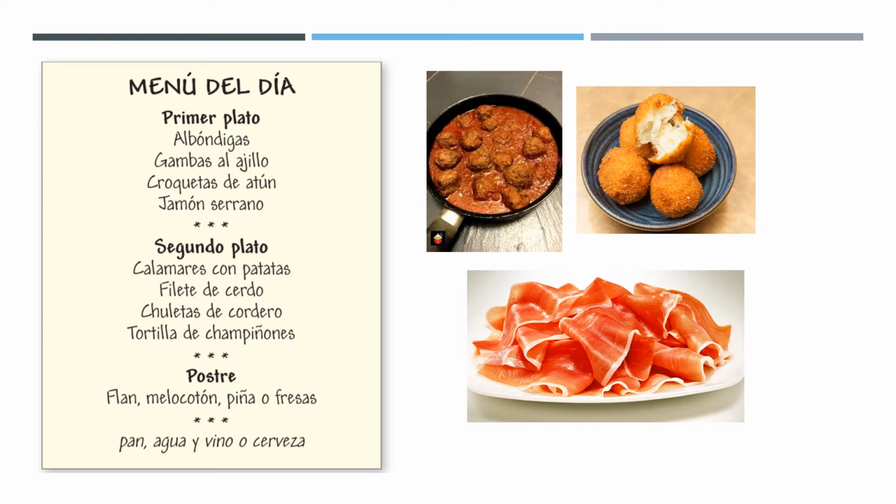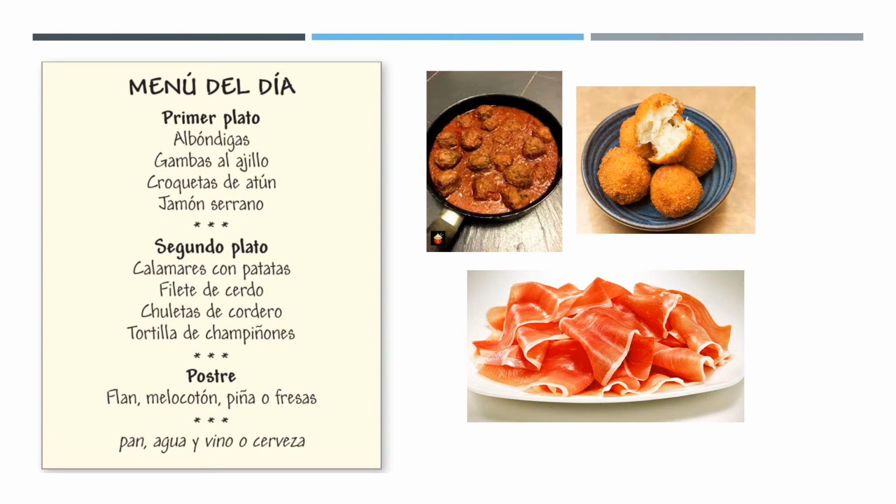And this isn't like our ham at all. It's salted ham. They can last for ages, thinly sliced. It's known as serrano ham. That's the type of ham. So jamón serrano. Very salty, very tasty.